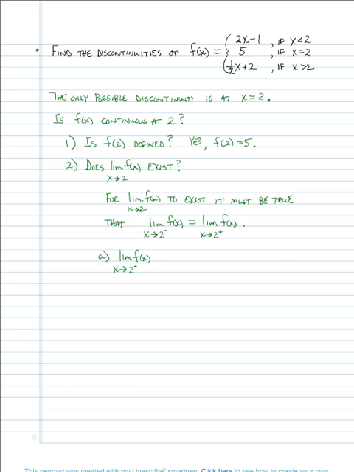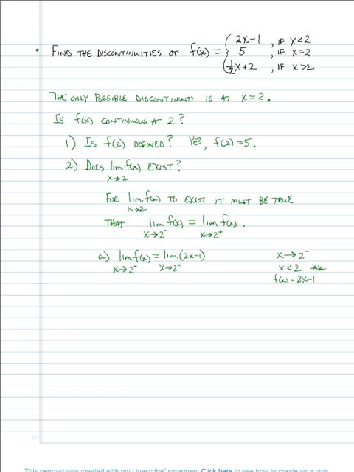If x is approaching 2 from the left-hand side, that means that x is less than 2. If it's on the left side of 2, then it's less than 2. And if it's less than 2, then f of x is actually 2x minus 1, isn't it? So the limit of f of x as x approaches 2 from the left-hand side is asking the same question of what's the limit of 2x minus 1 as x approaches 2 from the left-hand side.